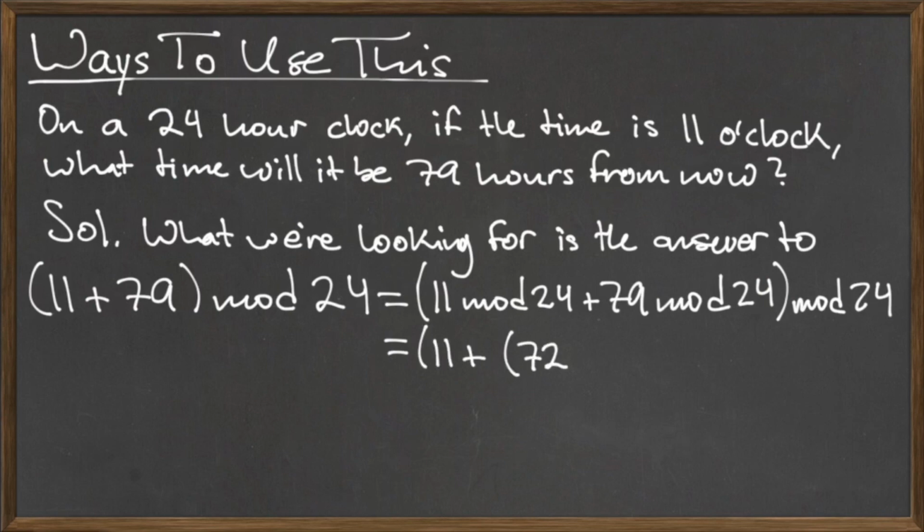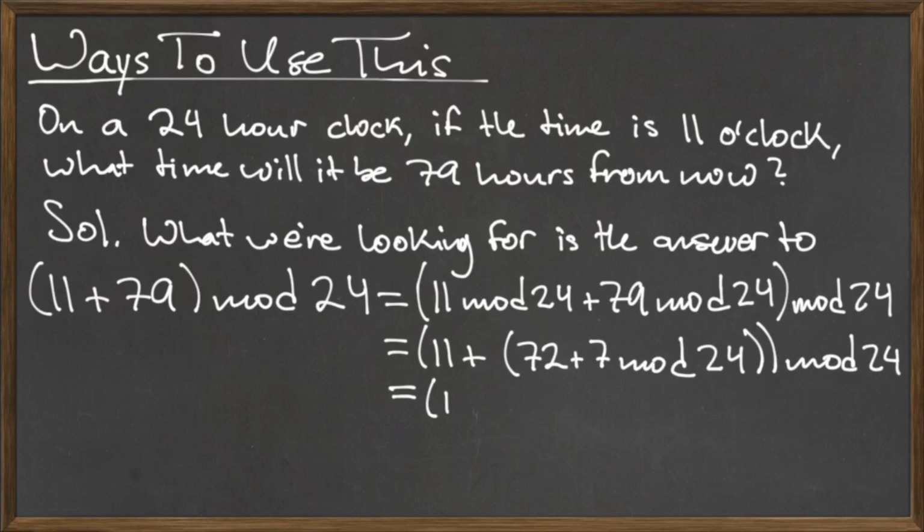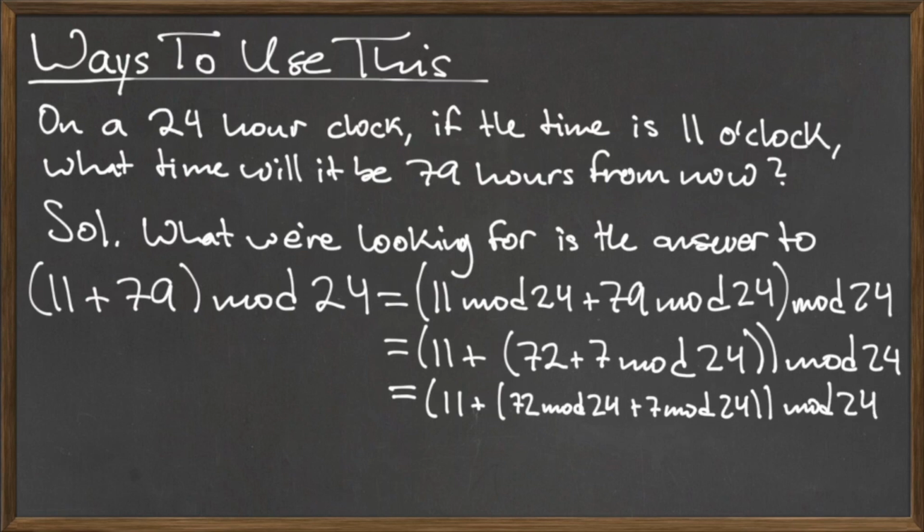To simplify further, we will try to break the number 79 apart into a multiple of 24 and a smaller number, which will make the computation easier. Notice that the smallest multiple of 24 that is smaller than 79 is 72. So we can rewrite the quantity above as (11 + (72 + 7) mod 24), all mod 24. Using the properties of the mod again, we can rewrite the above into (11 + (72 mod 24 + 7 mod 24)), all mod 24.